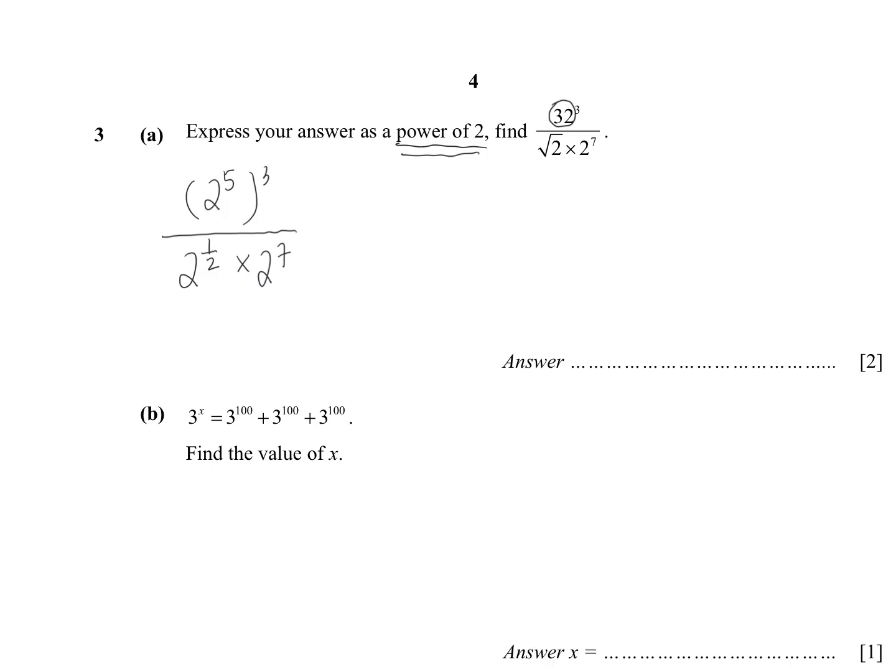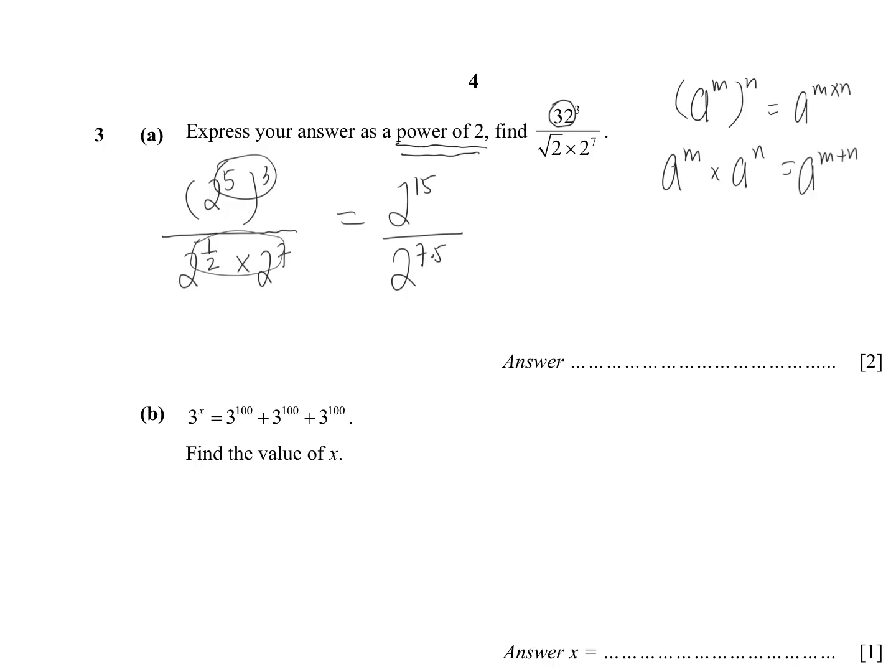Okay, then remember for indices law, if it's separated by a bracket, we multiply the power. So this is 2 to the power of 15. If it's multiply, we add the power. So it's addition. So these two we add, you get 7.5. So if it's division, you subtract the power. So m minus n. So 2 to the power of 15 minus 7.5. So you will get 7.5. Just like that. Don't give me the value of the final answer. They want it as a power of 2.